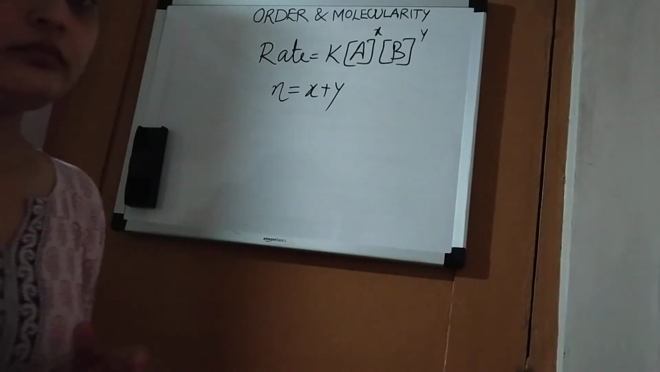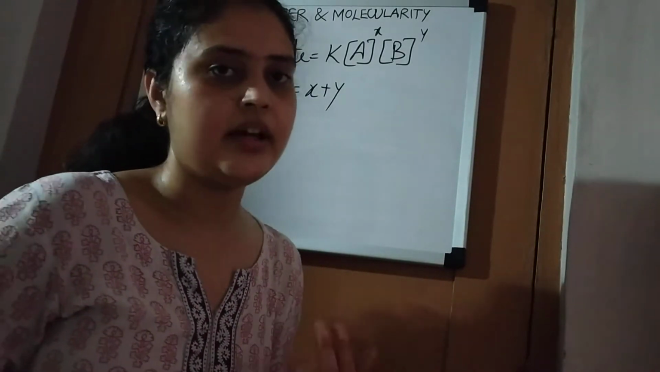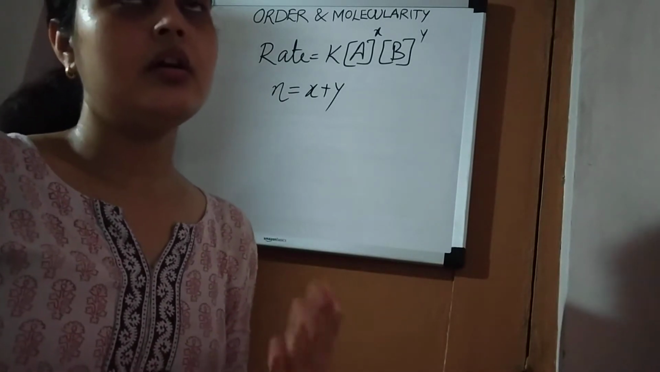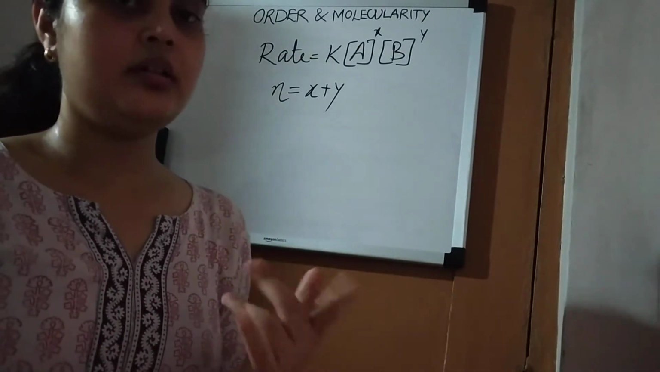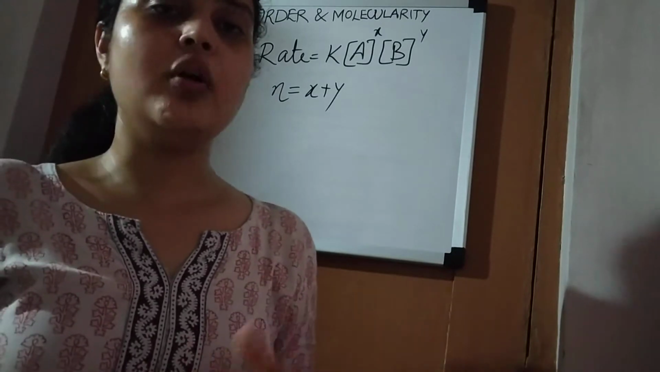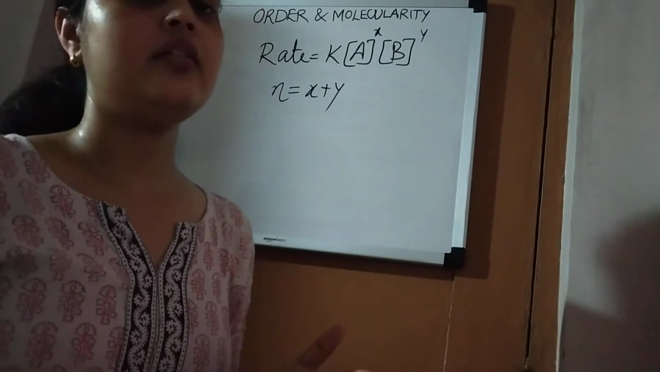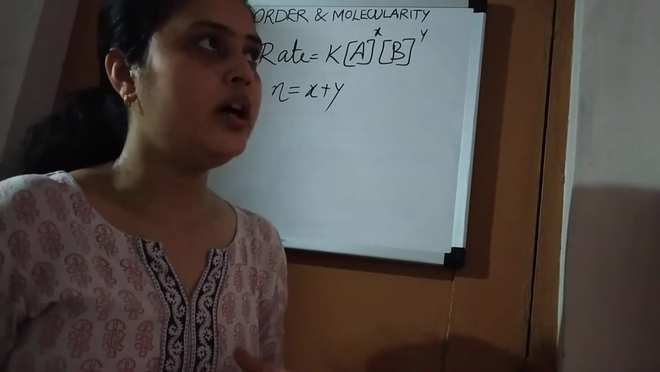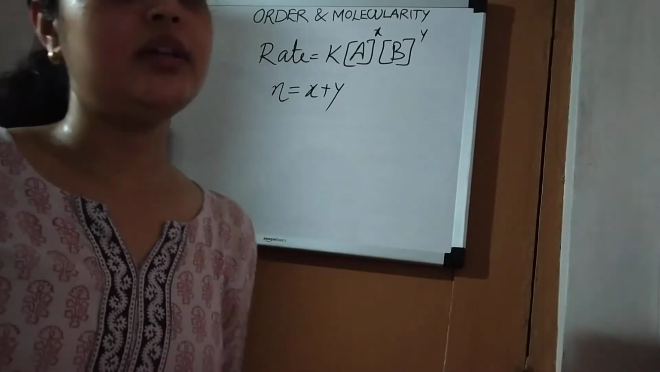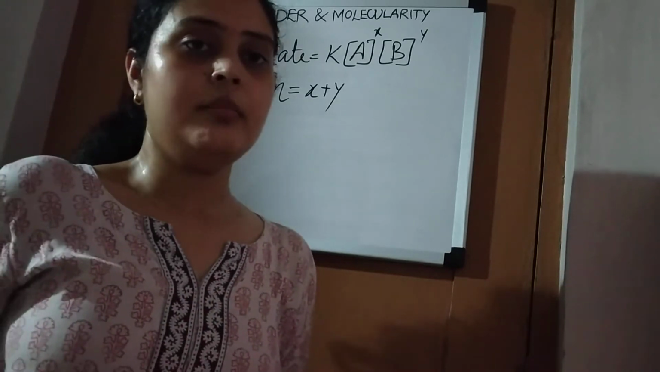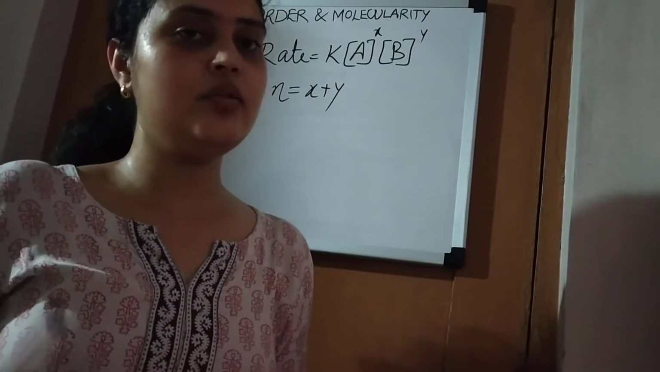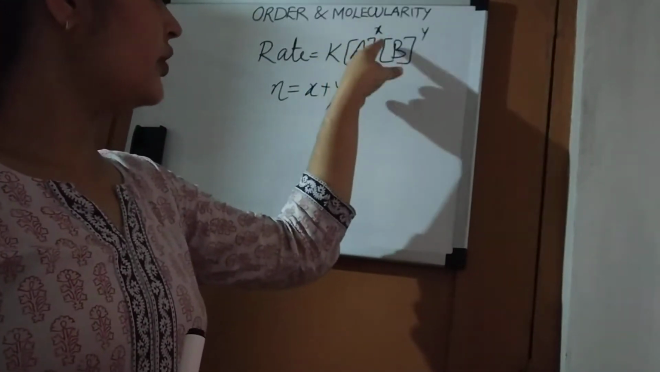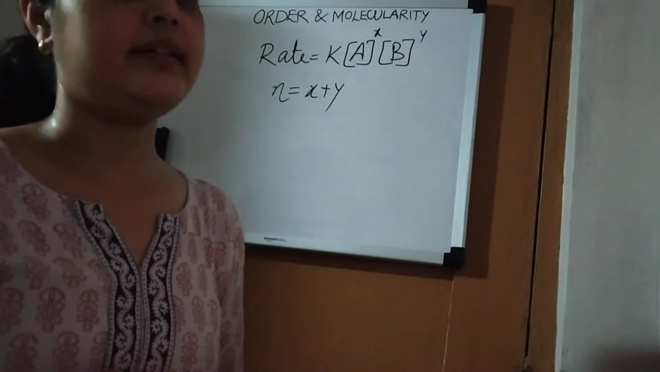So there are two kinds of reactions, elementary and complex reactions. Elementary reactions are those which are performed in one step only, and complex reactions are those which are performed in more than one step, right? So you can't tell the order of the reaction just by looking at the equation, because it tells only the coefficients of the reactants, not the order of the reaction with respect to each reactant, right?